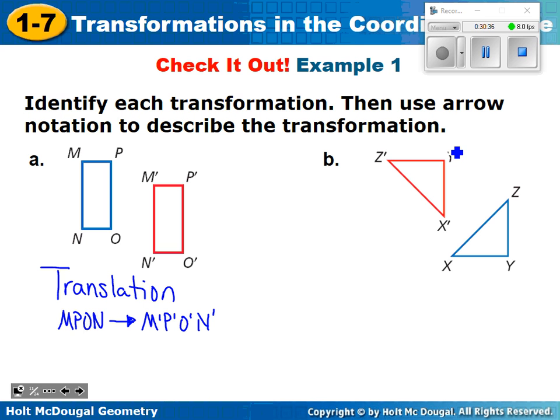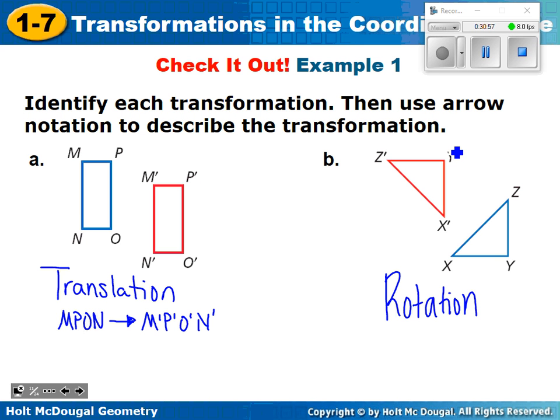All right, part B, what do you see going from blue to red again? Everybody sees a rotation? All right, good. It is a rotation. Again, that's all you have to tell me if it's not on a graph. So don't make it harder than it is. And then arrow notation, what's the first shape?